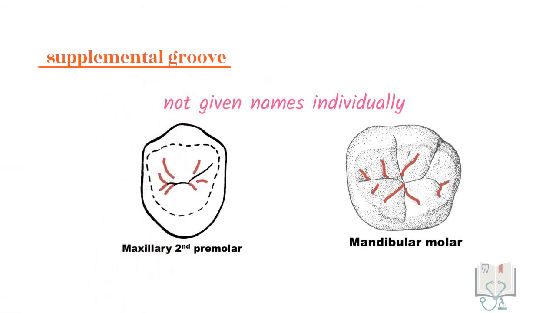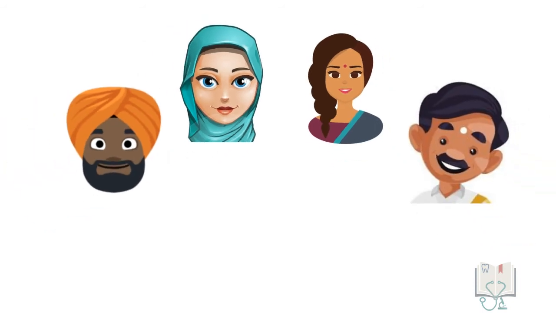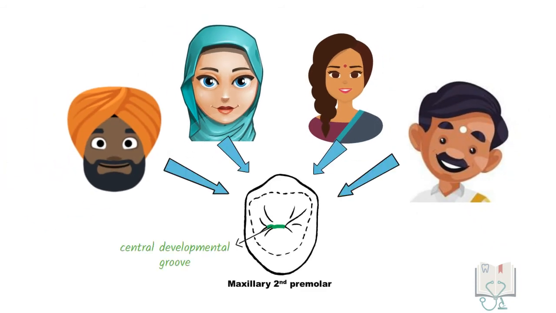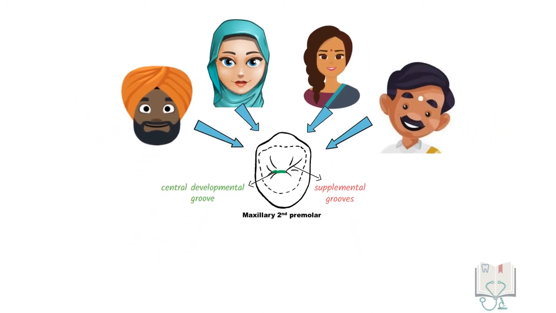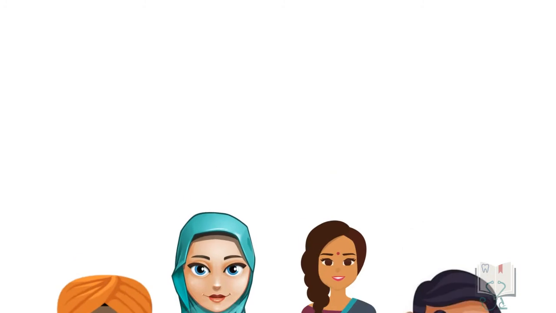This is because their presence is not same for everyone in a population. For example, everyone has one central developmental groove in maxillary second premolar. But the number and position of supplemental grooves may vary person to person. Some may have few, some may have many.